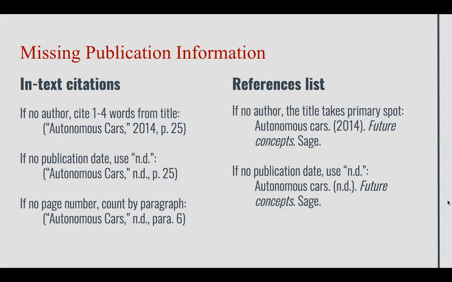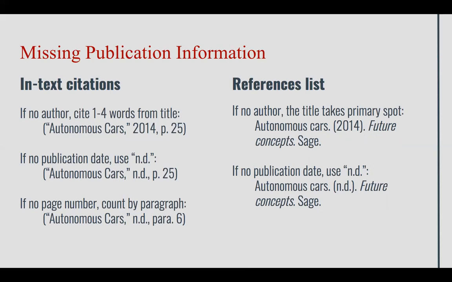Here's another scenario you might encounter: you're missing publication information. For example, you might be missing the author, and we've talked about how you would just move to the next thing, which would be the title of that source, and that's what you use instead of the author. If the source you're working with doesn't have a publication date, you use n.d. to stand for no date. If it doesn't have a page number, then you could count by paragraph if that seems reasonable and feasible to do. And this is what that would look like. Instead of p. 25, it would be paragraph 6 or para. 6.